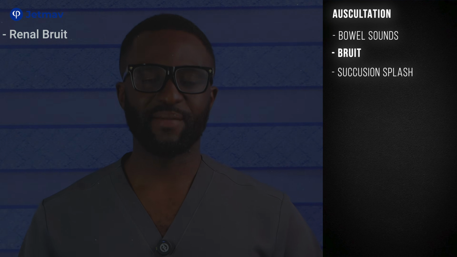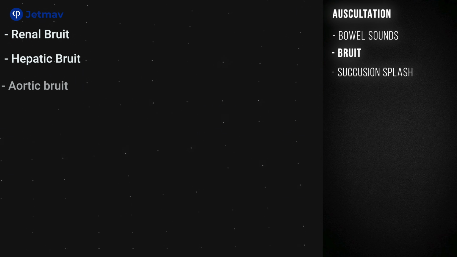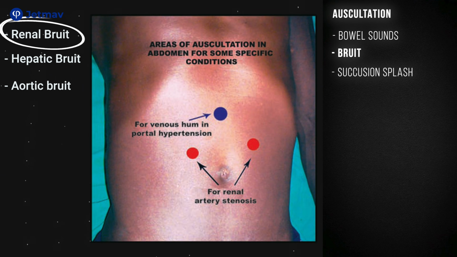Then another thing we auscultate for is for bruit. These are sounds caused by turbulent blood flow through a narrowed or tortuous artery. You listen with the diaphragm of the stethoscope. So some of the bruit we check for includes the renal bruit, the hepatic bruit, and the aortic bruit. So for the renal bruit, you place the stethoscope 1 to 2 cm above and lateral to the umbilicus on both sides. Then you ask the patient to hold their breath briefly, just to reduce bowel movement and bowel sound interference. Then a renal bruit suggests renal artery stenosis or any other vascular abnormality such as renal artery aneurysm.